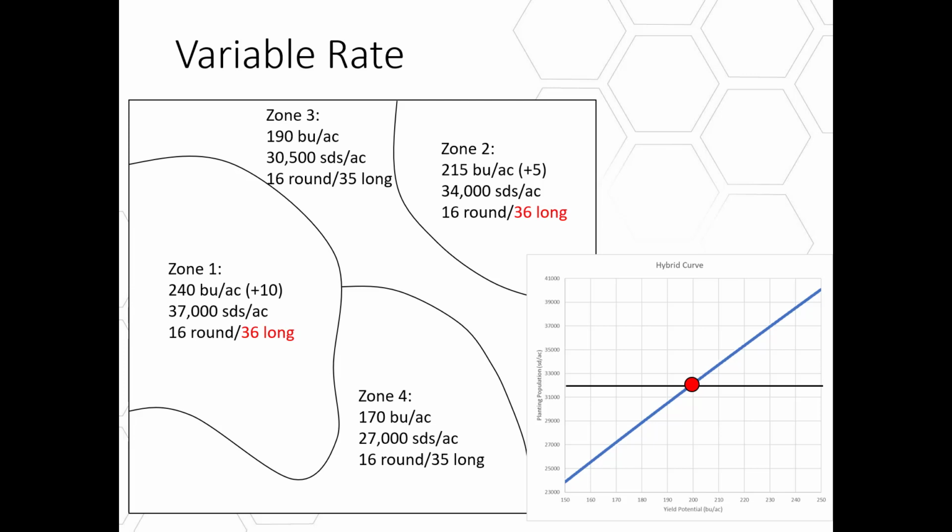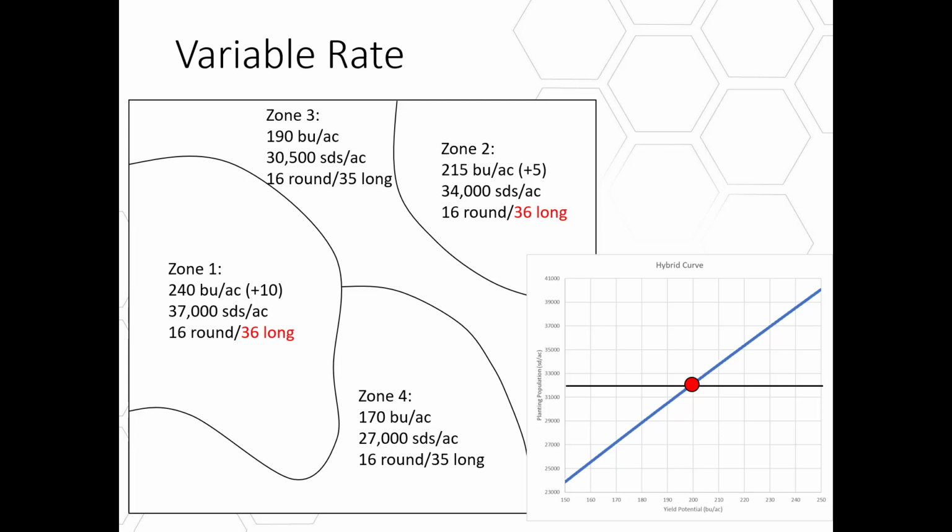In our example field, in Zone 1, we increase our population by 5,000 seeds an acre. By increasing the population, we decrease the likelihood that population is the limiting factor, and yield increases from 230 bushels an acre to 240 bushels an acre. Notice that the size of each ear of corn decreases from 40 longs to 36 longs.